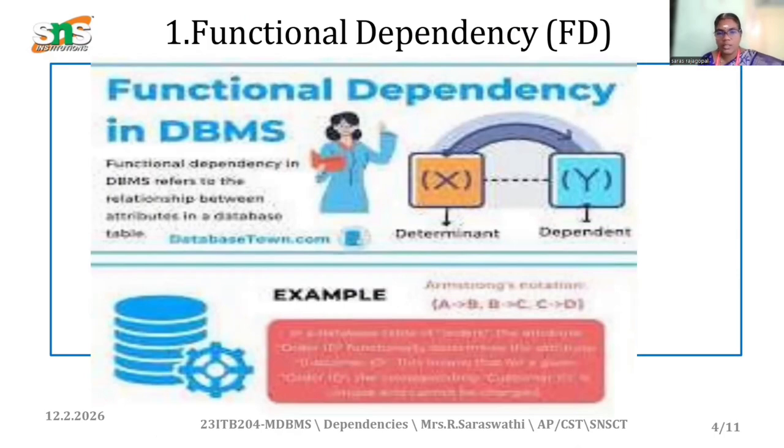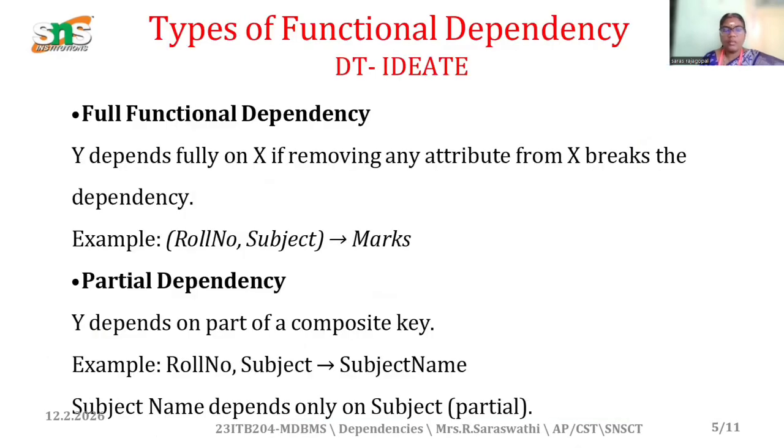If X is a determinant and Y is a dependent, X goes to Y. Full functional dependency and partial functional dependency are the two types of functional dependency. The first is fully functional, the second is partial functional, and then transitive dependency.